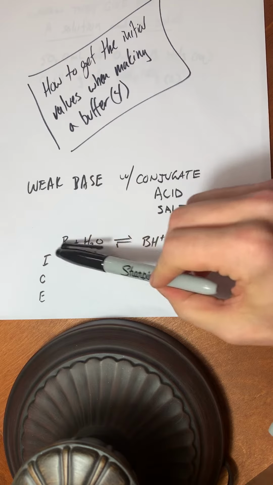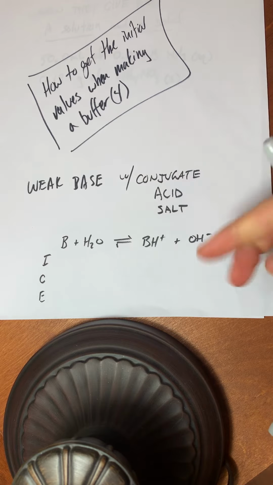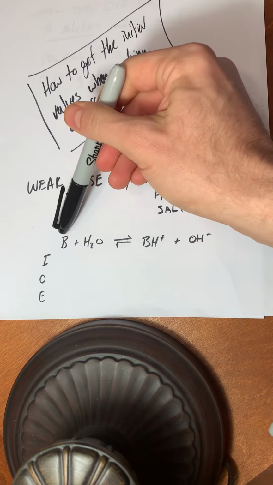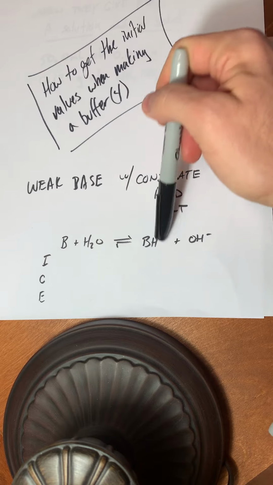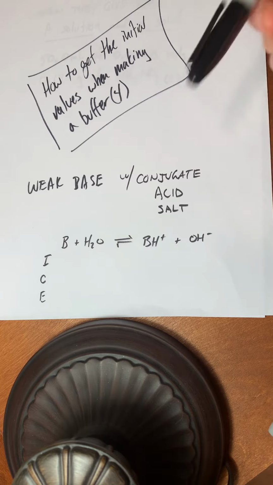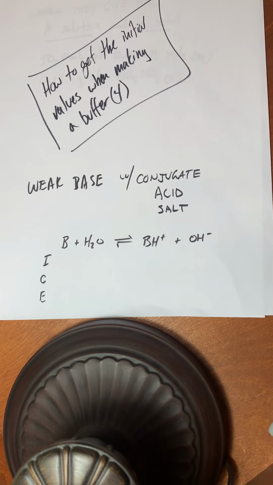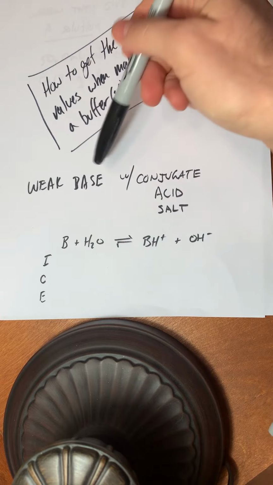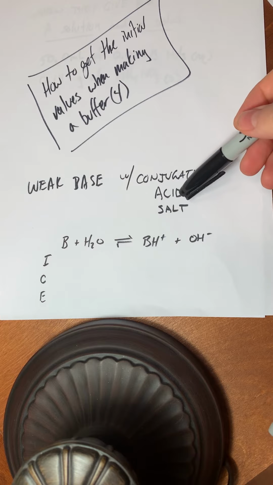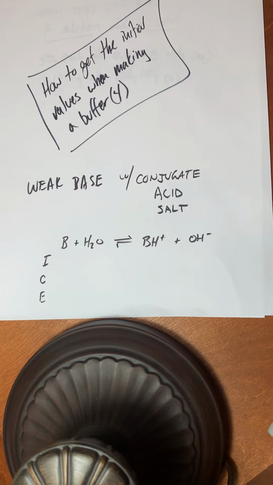So we're going to take some weak base. In most of my examples, I'll probably use ammonia. And then we need its ammonium conjugate acid, probably this time in the form of a salt, ammonium chloride or ammonium nitrate. Those are good salts to use because those anions are very good spectators and don't really do much. So in this video, we're going to look at the weak base, and then add the conjugate acid directly in using a salt.